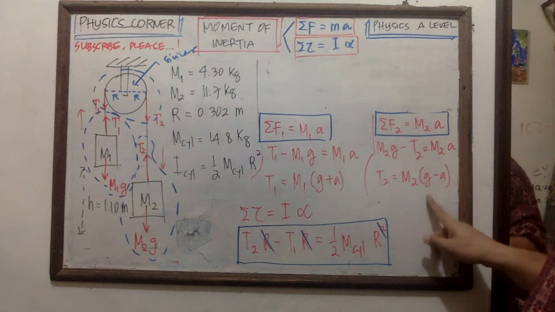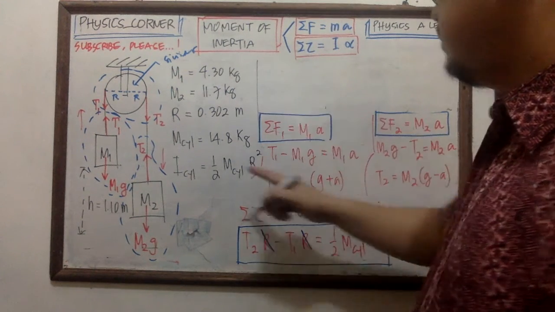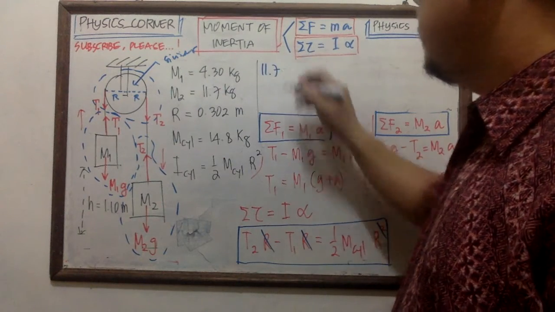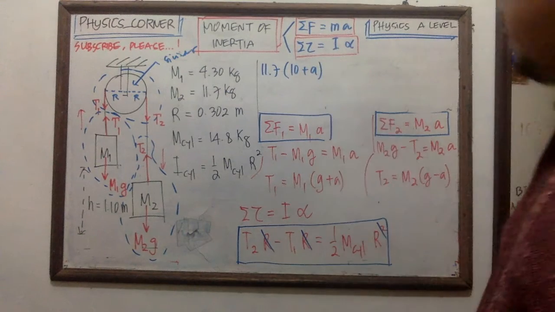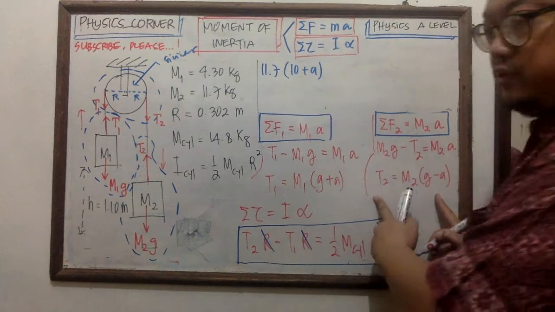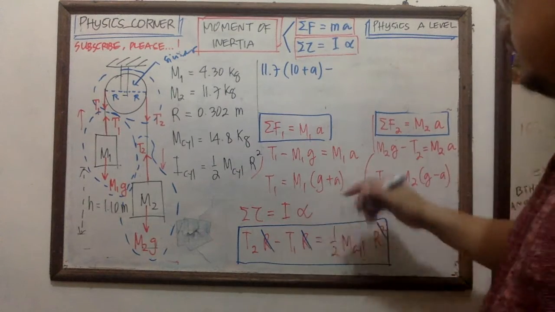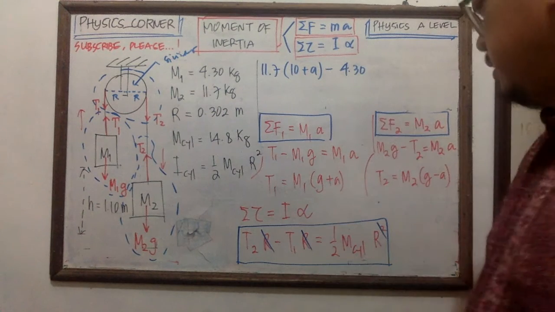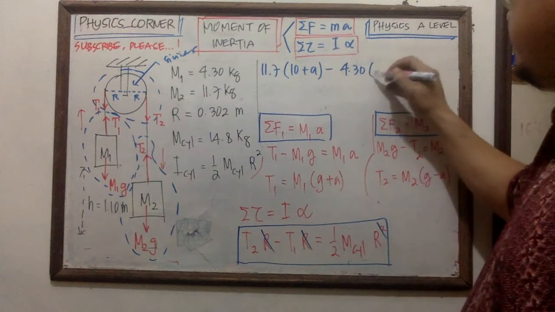T2 as the M2g. Say M2, the cylinder, is 11.7. This is 10 plus a, yes, this is T2, minus T1, M1 as the 4.30 times g plus a.